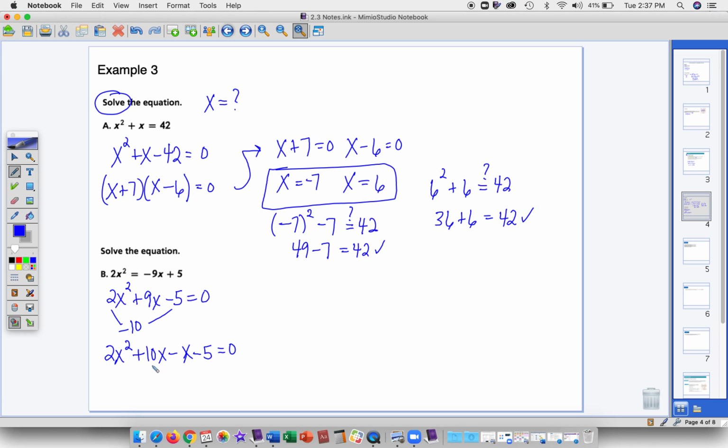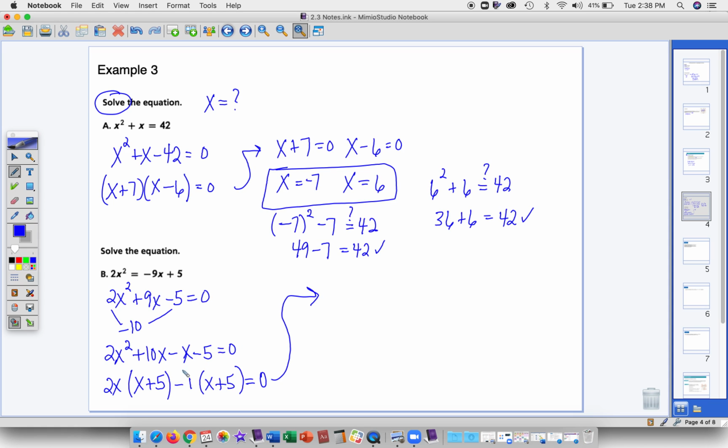Group the first two terms. I'm going to take out a 2x. So that gives me x plus 5. And then here I have minus x minus 5, so I'm going to pull out a negative 1 this time. And that will change the signs to both positive. And that's what I need, right? Because again, I want these always to be the same.